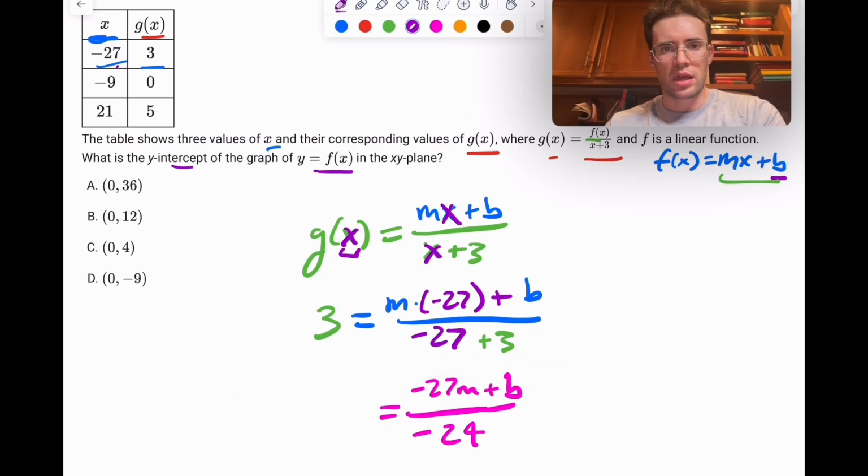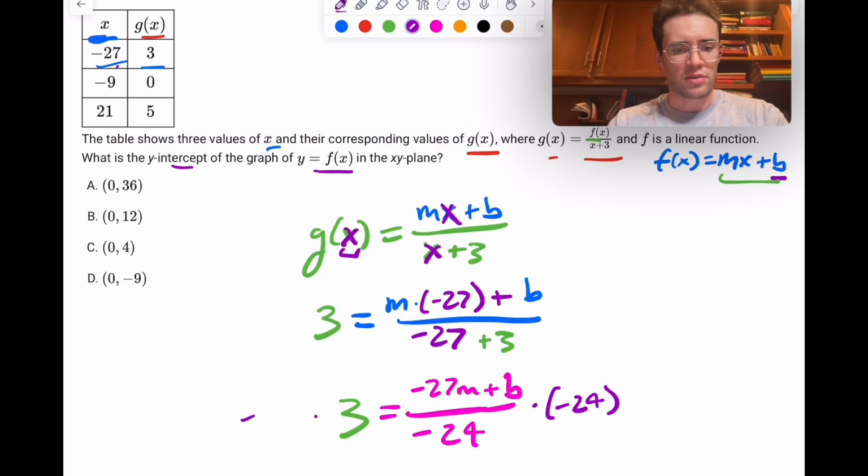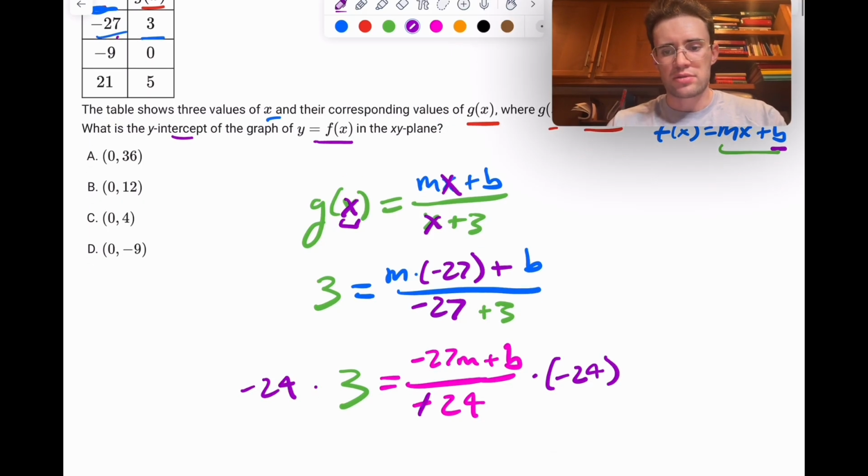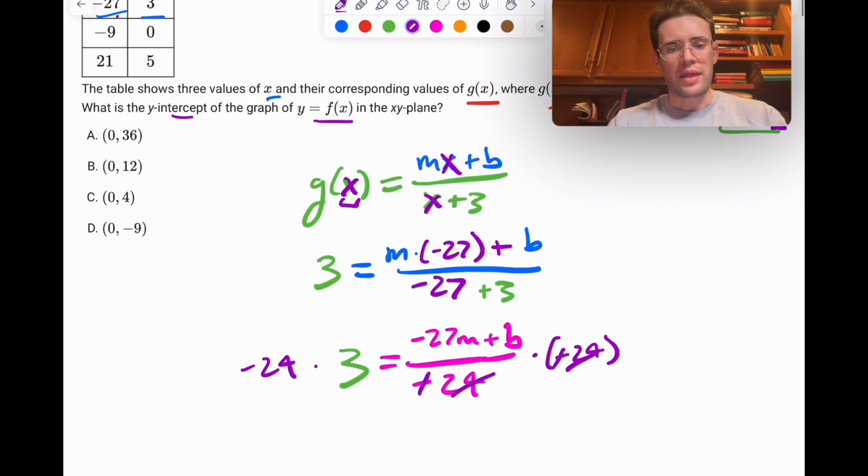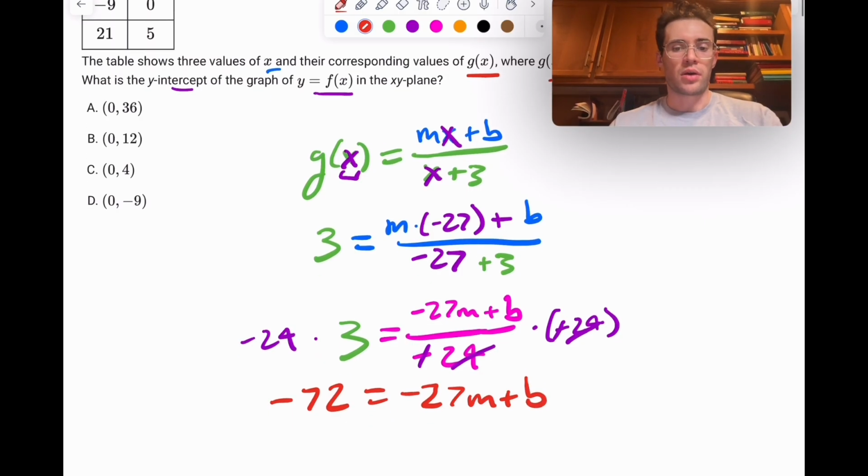So I'll say 3 is equal to this, and then again, we're multiplying by the denominator, negative 24 times negative 24 on both sides. So the negatives will cancel, the 24s will cancel, and then negative 24 times 3 will give us negative 72. So negative 72 is equal to negative 27m plus b. Okay, so there's one equation.